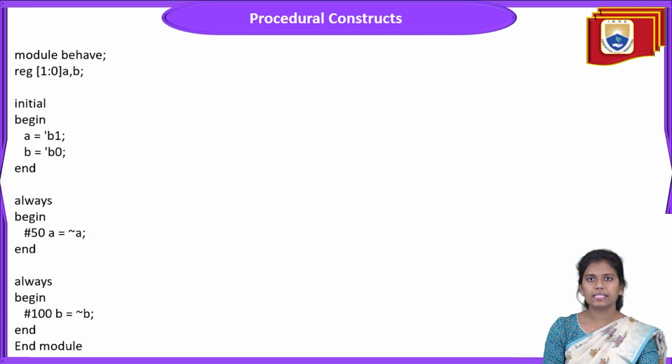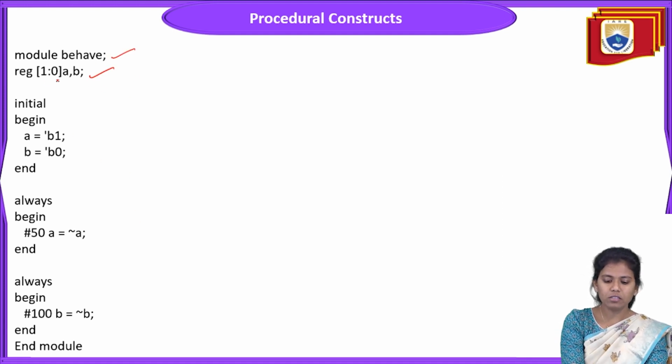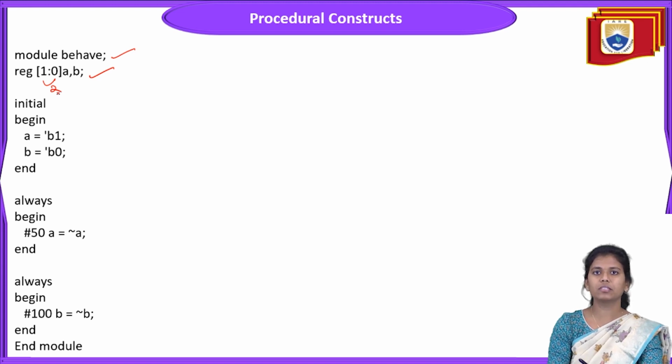So this is the example. If you look at this example, you have module behave, with registers. Register is a keyword used in behavioral modeling to store data. Here I am storing 2 bits of data, because my inputs are A and B.